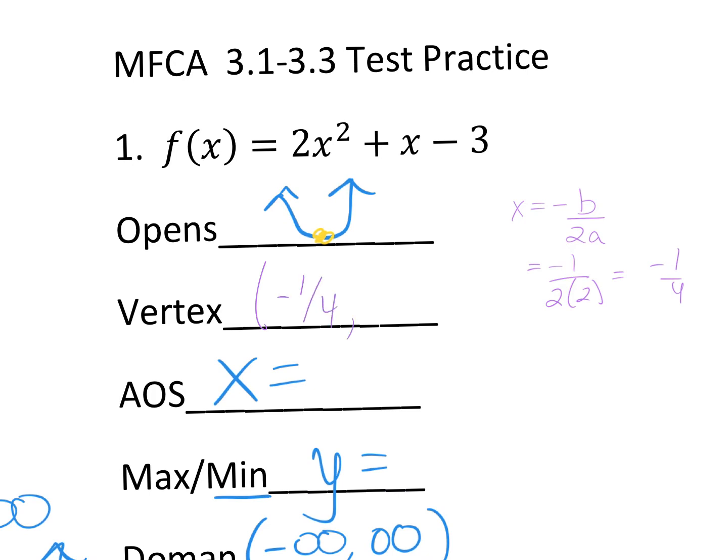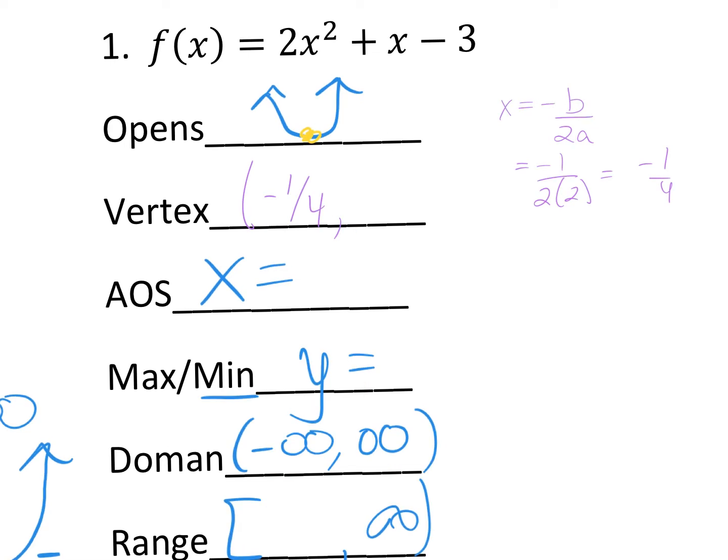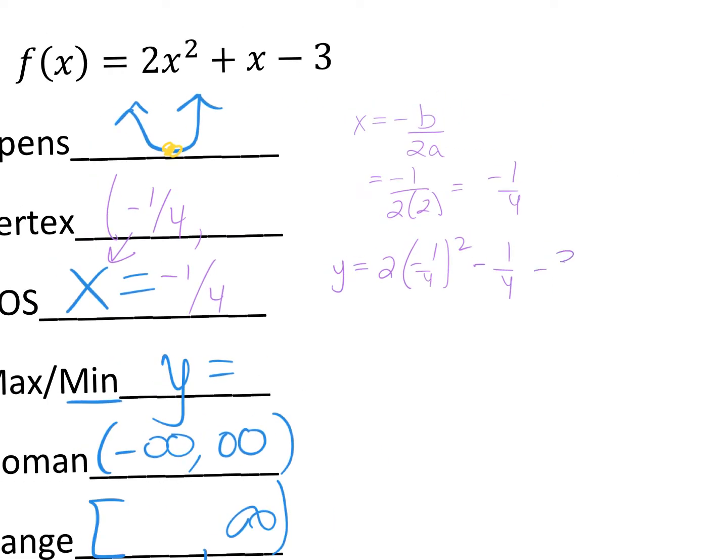That means I also just found out what? Your axis of symmetry is at x equals negative 1/4. Now, how do I figure out what the y is? I plug in. Yes, you guys are going to have to plug in fractions. You'll be okay. So 2 times (negative 1/4) squared minus 1/4 minus 3.